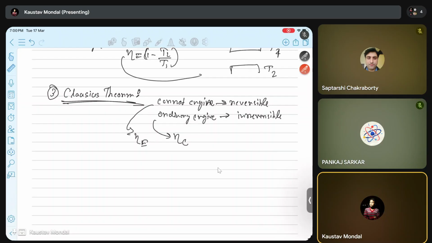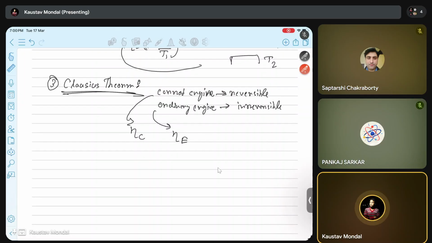Now, for the case of the ordinary engine, eta E should always be less than eta C. That means if the cycle in the engine is irreversible, the efficiency should always be smaller than the efficiency of the reversible engine. This is the statement of the Clausius theorem.